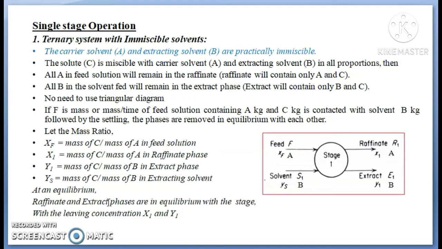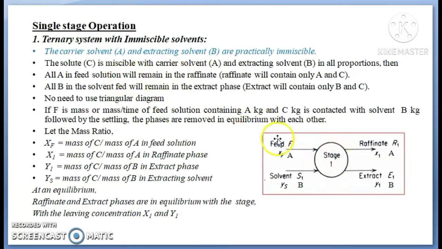Under the single stage operation, we'll be studying two different cases. In the first case, we have the ternary system with immiscible solvents. The carrier solvent A and the extracting solvent B are practically immiscible. So here the solute C present in the feed is completely miscible with the carrier solvent A to form the homogeneous feed solution, which is contacted with the extracting solvent, so that the stage indicates both the mixing and the settling operation as a single stage 1.